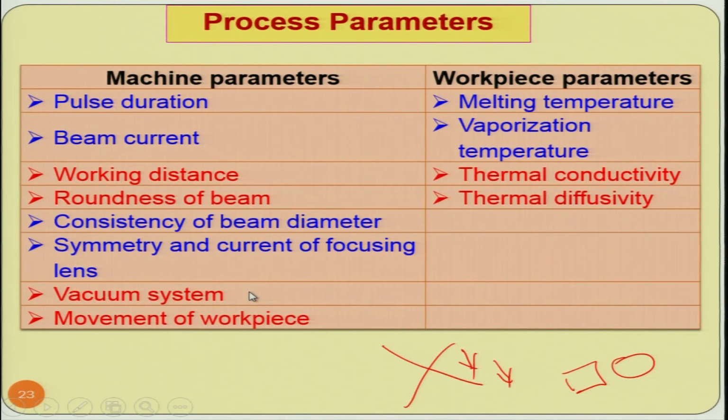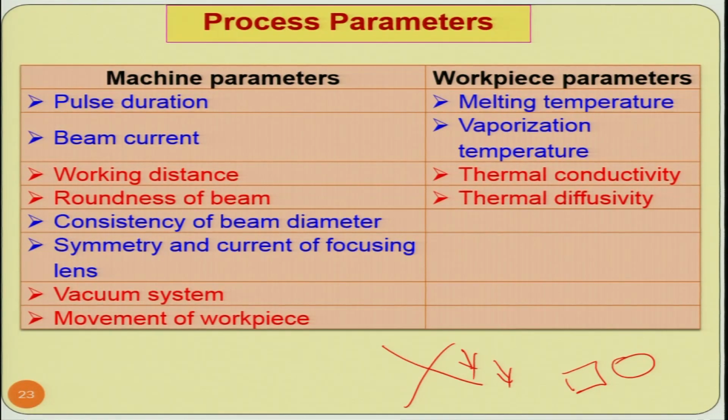Then the vacuum system. We have seen that if you are not creating the vacuum, you are going to get inaccurate machined features or cavity. So, if you are machining under high vacuum, then the accuracy and the quality of the machined feature will be quite high.